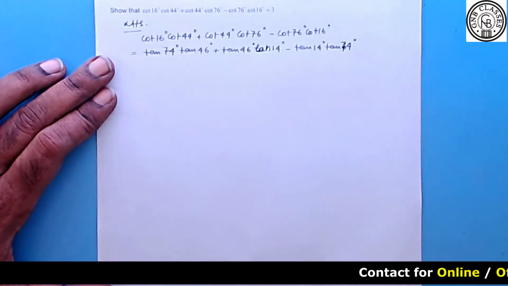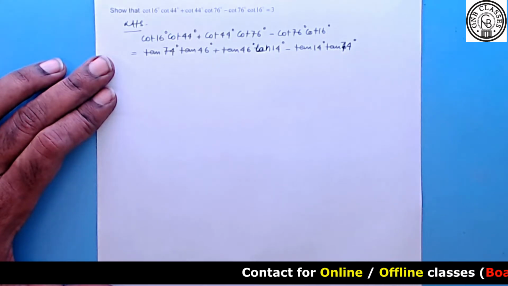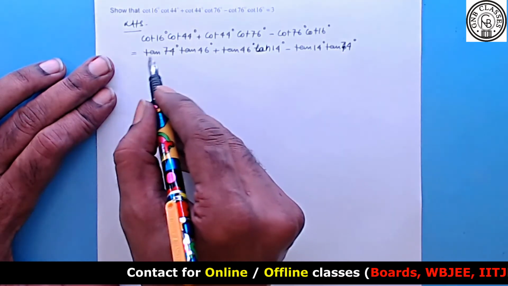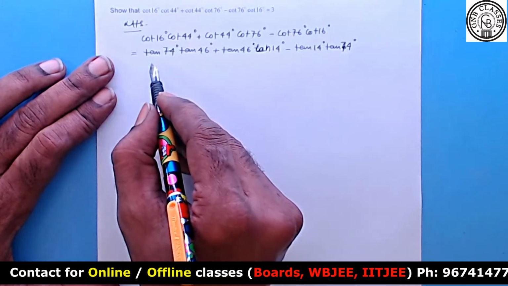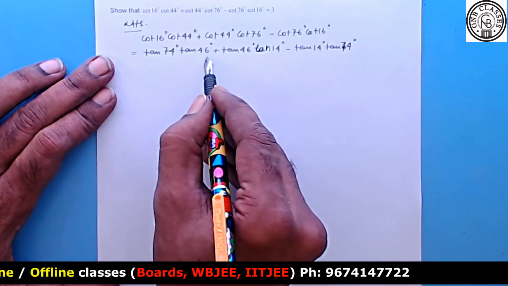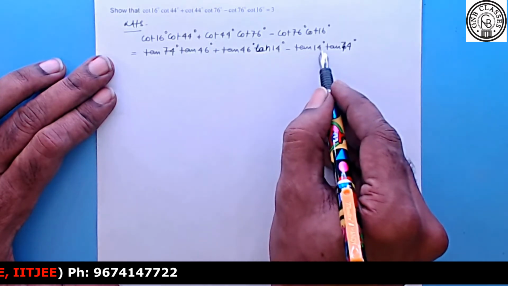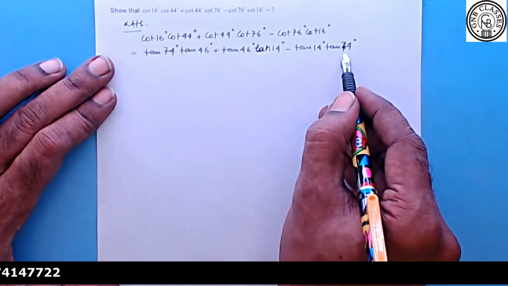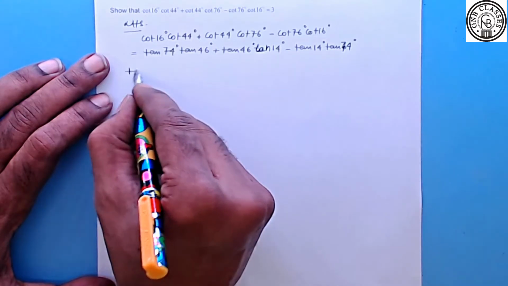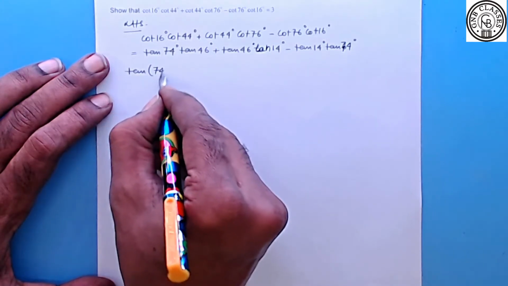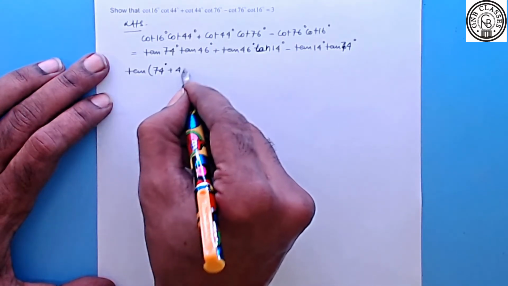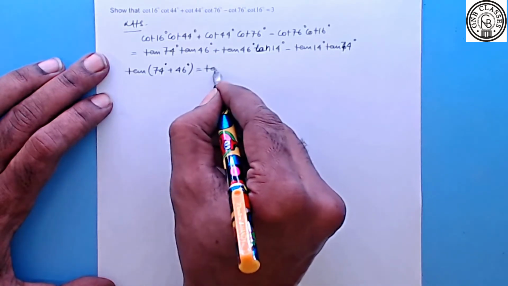Is it clear? Because we all know that tan (90 minus theta) is cot theta. So the expression has been converted in terms of tan, like tan 74 degree tan 46 degree plus tan 46 degree tan 14 degree minus tan 14 degree tan 74 degrees. Is it clear? Now you see, what is tan of 74 degree plus 46 degree? This is nothing but your tan 120 degree.